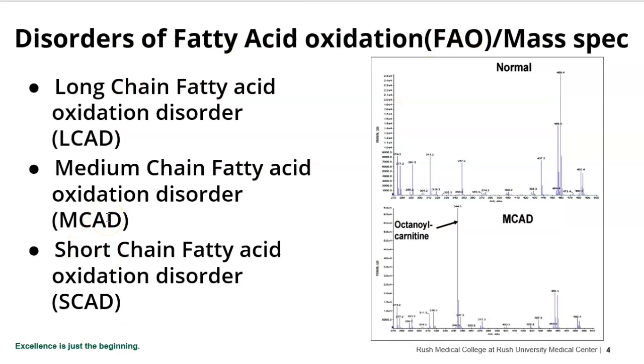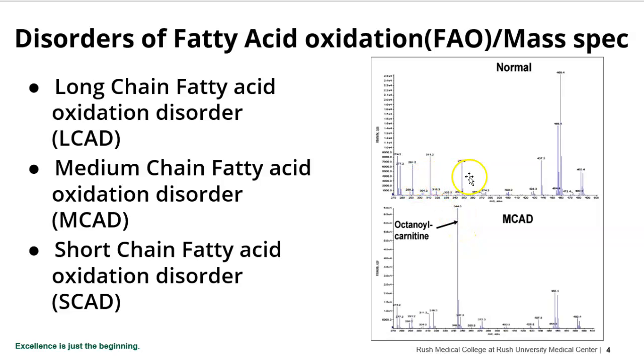Whenever there's a lot of enzymes that could be abnormal, there's a lot of different things that can go wrong. Long-chain fatty acid oxidation disorders are known as LCHAD. Medium chain, known as MCAD, is a break between C6 and C8, so you see a big bump on C8 because C8 can't get down to C6.